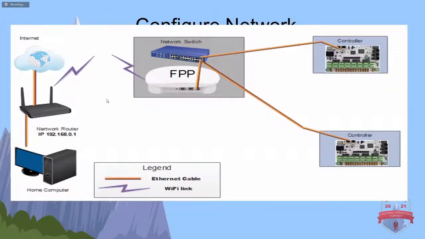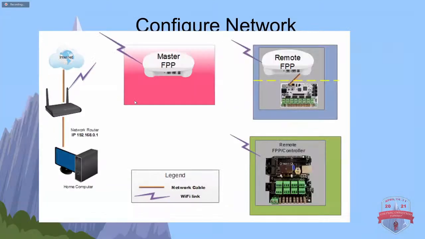Let me go back and see. So each device, and I'm assuming you're talking here. If you were to have the master that had a controller, no, the ETH is not the same for the master and the remote. Each device has to have a unique IP address. So if you were to have more than one remote, and we'll get into this a little bit later.